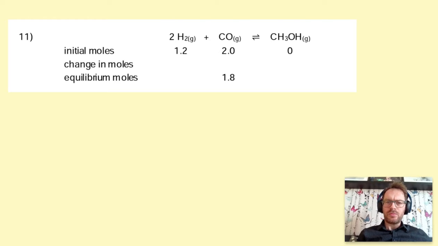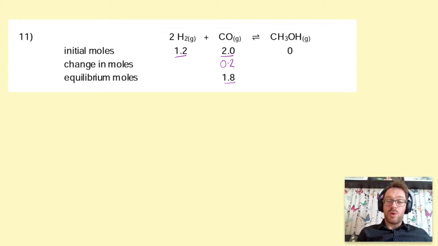So, same reaction, hydrogen, carbon monoxide making methanol. This time just different starting amounts of our hydrogen and carbon monoxide. So we've got 1.2 of hydrogen, 2.0 of carbon monoxide. We're left with 1.8 of carbon monoxide at the end. So again, work out how much has been used. So we've used 0.2 moles of carbon monoxide.